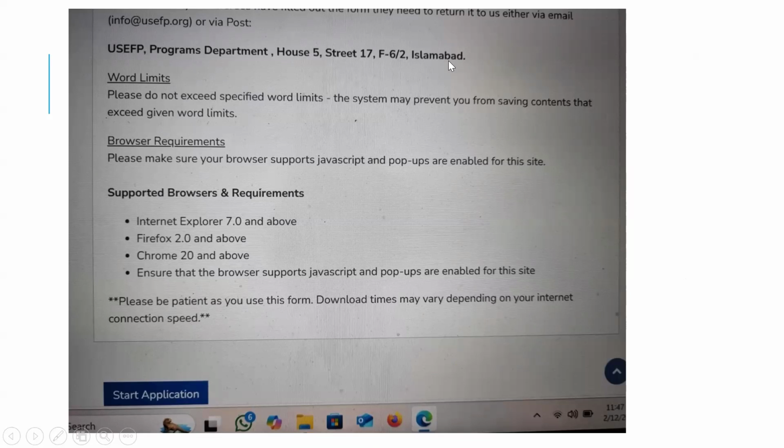And then, after you have gone through the instructions, you will start the application and you will then be filling out this application. So, I just wanted to go briefly about this application with you guys so that you know the requirements for applying in the Fulbright program in Pakistan, and also so that you guys know some of the basic things that need to be filled up in the application.